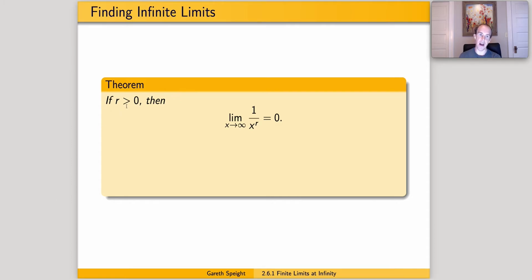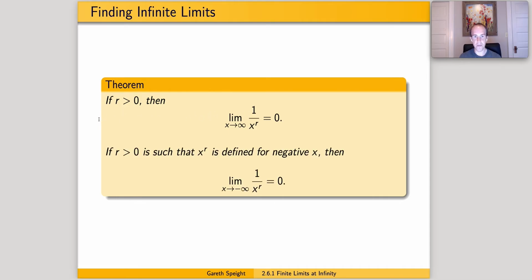But notice that we want r bigger than 0, because if I tried r equals 0, I would have 1 over x to the 0, which is 1 over 1, just 1, it wouldn't be going to 0. If I have r less than 0, say minus a half, 1 over x to the minus 1/2 would become x to the plus 1/2, and that would not go to 0. That would go to infinity, which we'll talk about next time. So we have to be careful with r bigger than 0, but more or less this is useful.